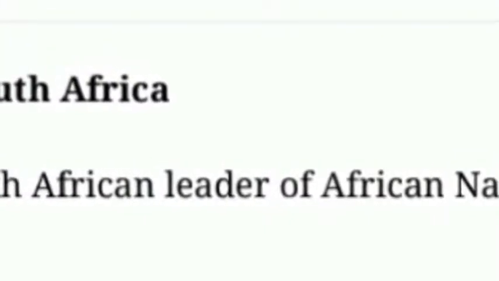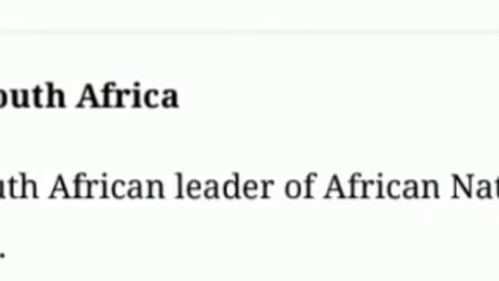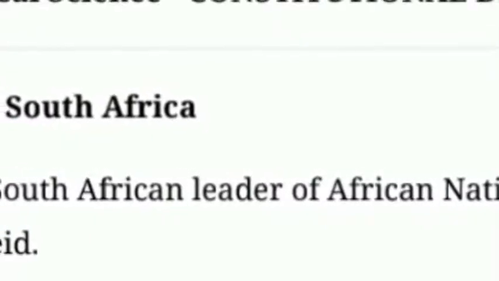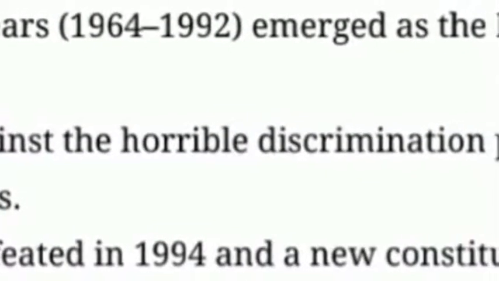At last he was imprisoned for 28 years, from 1964 to 1992. Then after that he emerged as the first president of the Republic of South Africa. After that imprisonment, he became the president of the Republic of South Africa for the first time.